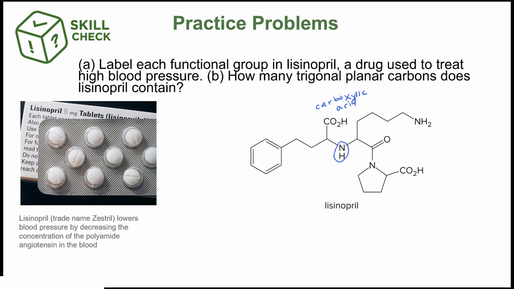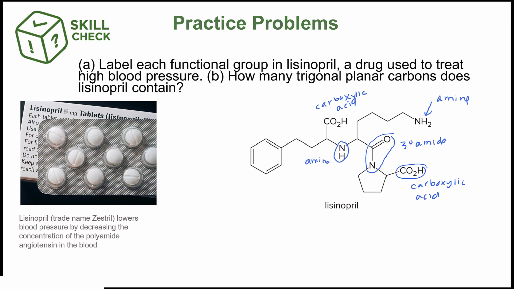This N here is not connected to a carbon double bond oxygen, so this is an amine. But this one is. This happens to specifically be a tertiary amide. There are 3 CN bonds coming off of that nitrogen, and this one right here is a carboxylic acid. And I see we have one more amine.